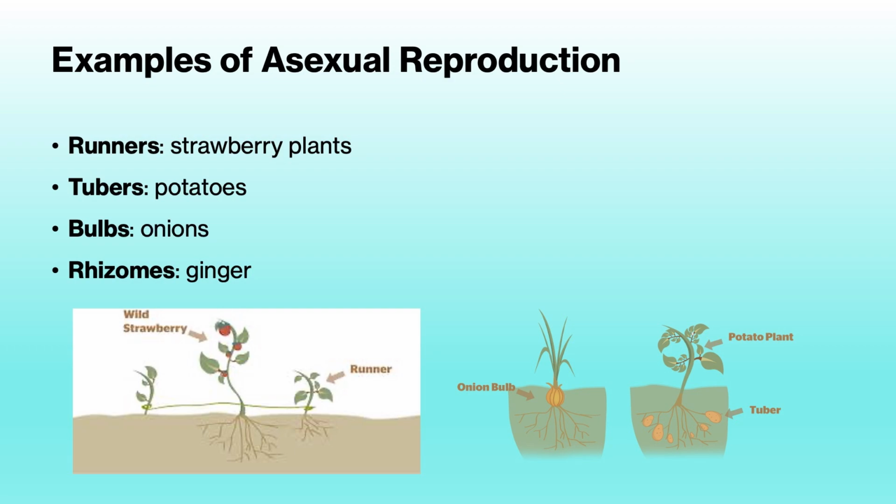Examples of asexual reproduction in plants include runners, bulbs, tubers, and rhizomes. For example, strawberry plants reproduce using runners, which grow along the ground and form new plants. Potatoes reproduce using tubers, where new shoots grow from stored food. Bulbs, like onions, store food and can grow into new plants.